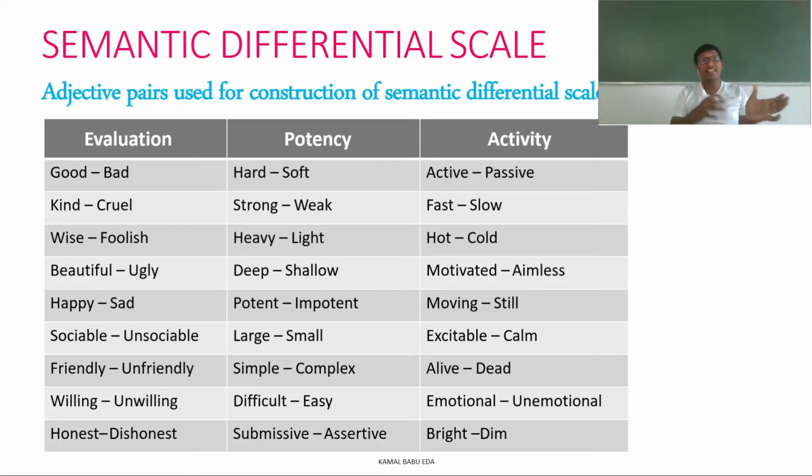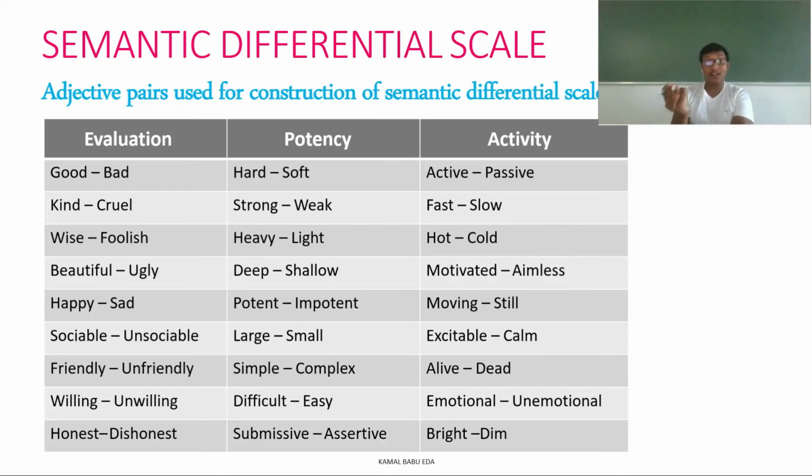Here we have adjective pairs, so directly we are evaluating. You are checking the potency and you are checking the activity. In evaluation, whether the patient or the student nurse is good or bad. You will check whether he is kind or cruel, wise or foolish, beautiful or ugly, happy or sad, sociable or unsociable, friendly or unfriendly, willing or unwilling, honest or dishonest. So you are evaluating directly.